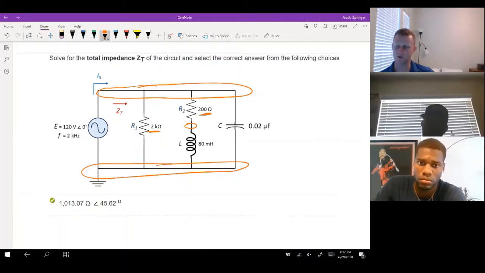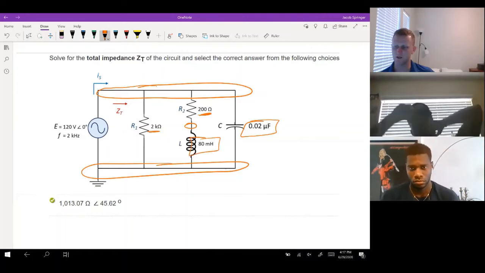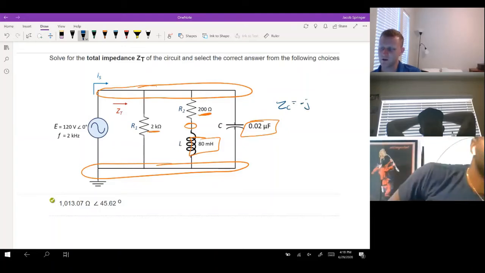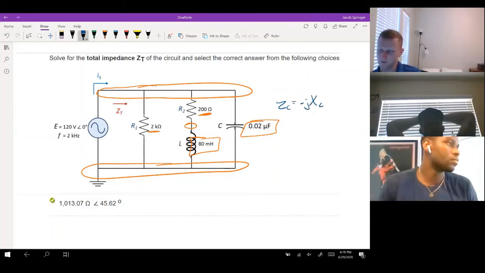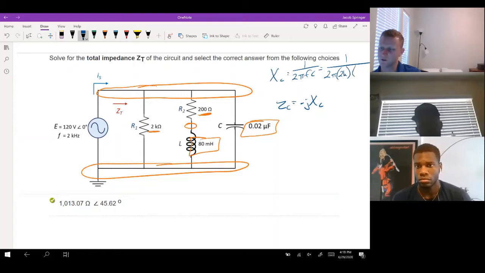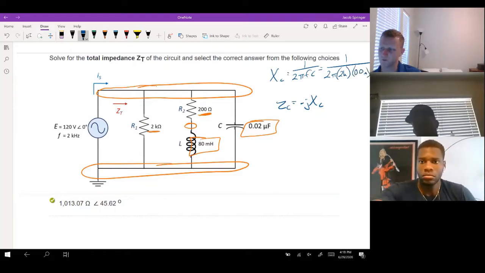Well, you don't have to change those, they're already in ohms, but I do need to do something with the 0.02 microfarads and the 80 millihenries, right? I need to put those as Z's. Z of a capacitor is negative j X sub C, right? So the X of C is 1 over 2 pi FC, or 1 over omega C. But we have F, so we'll use 2 pi F. F is 2 kilohertz, C is 0.02 micro.